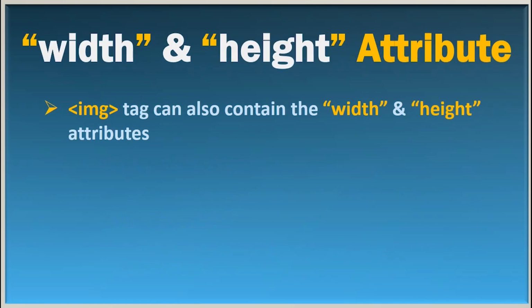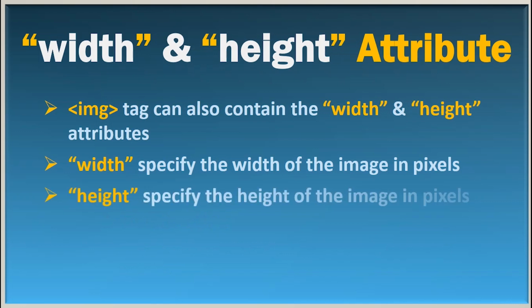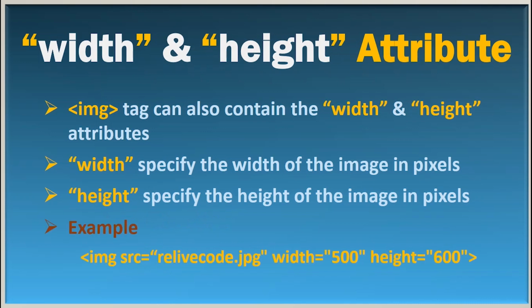So width and height attribute. The image tag should also contain the width and height attributes, which specify the width and height of the image in pixels. Width specifies the width of the image in pixels, and similarly height specifies the height of the image. Here is an example of width and height attribute. This is the value of the source attribute, and this attribute shows the width of that image, and this attribute shows the height of the image.